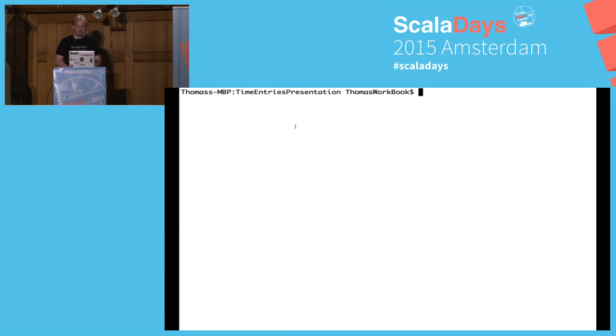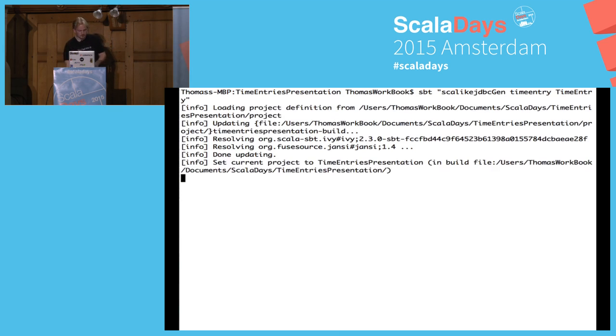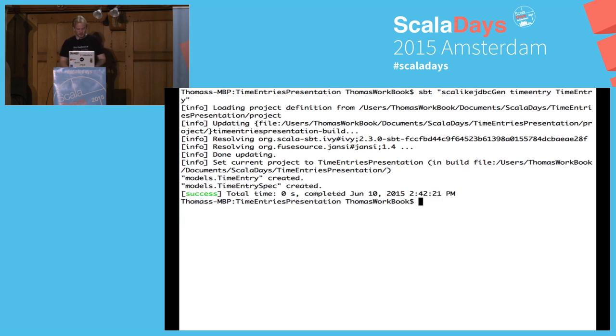Here in my console, I'm in the root directory of my Play application. So here I can type sbt scalikejdbc-gen, and then the table name, and then the name of the case class I want to be generated. This is a really nice tool for prototyping, because it will probably do most of the work for you if you want to get something done quickly. As you can see here, the models.TimeEntry and the models.TimeEntrySpec are created.